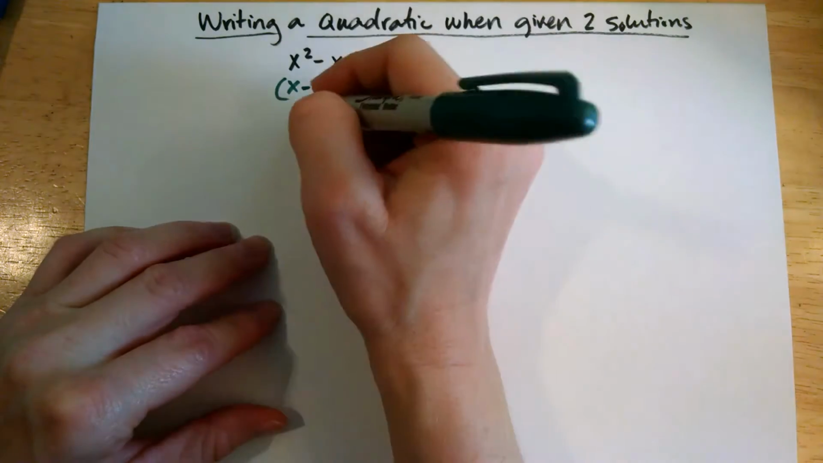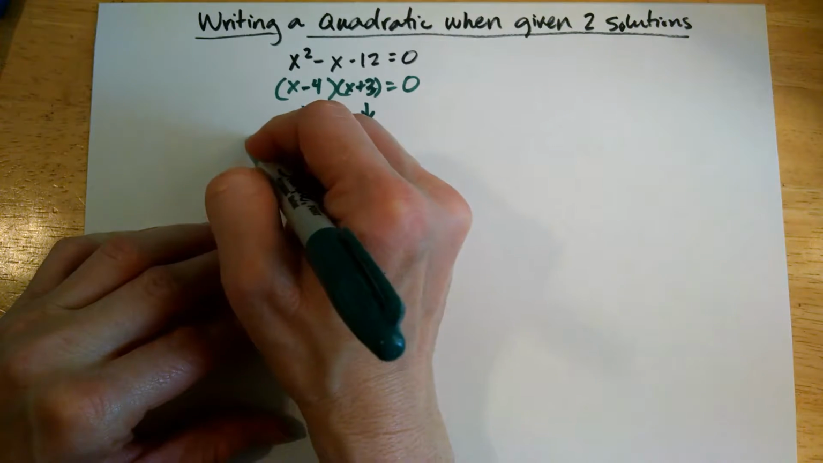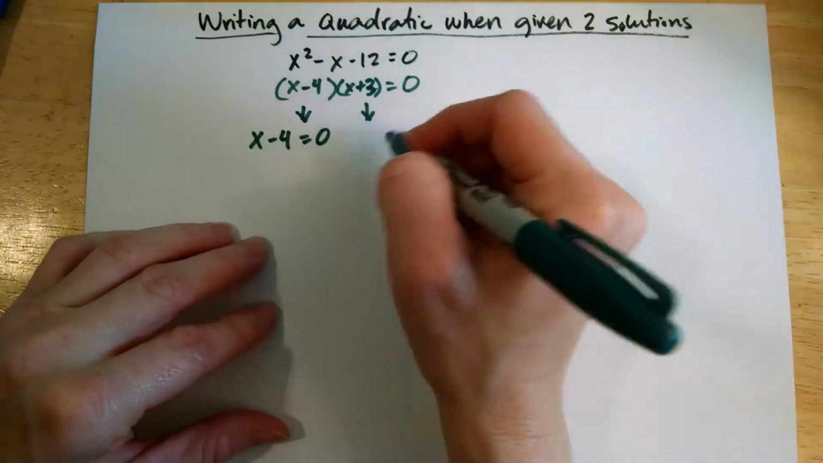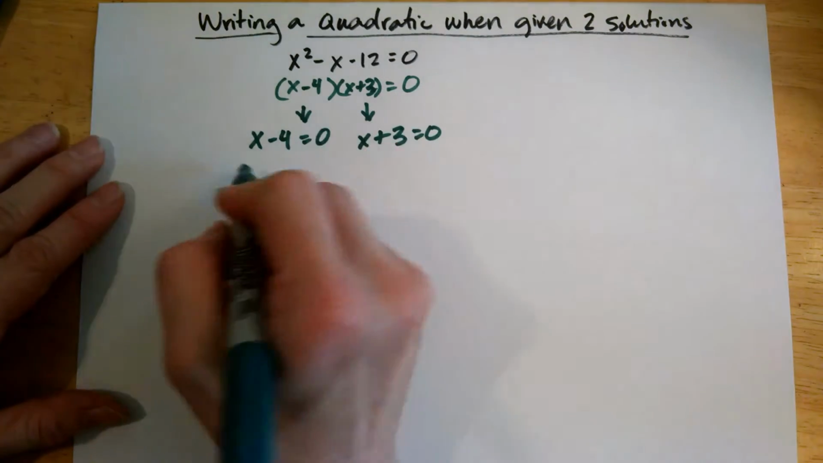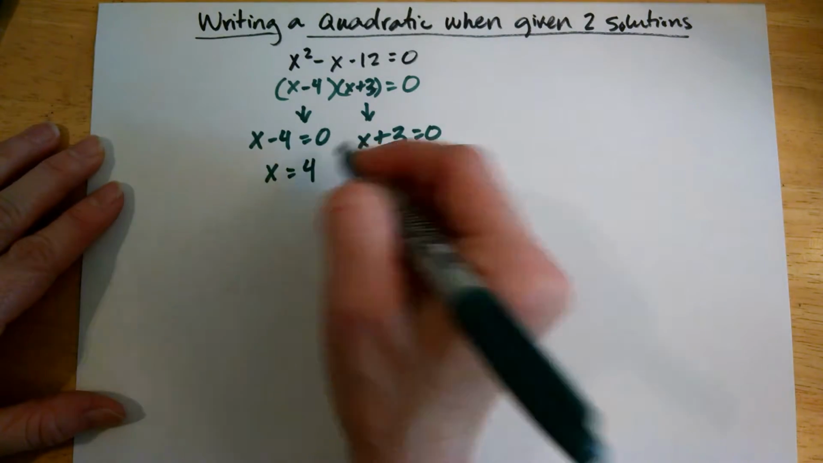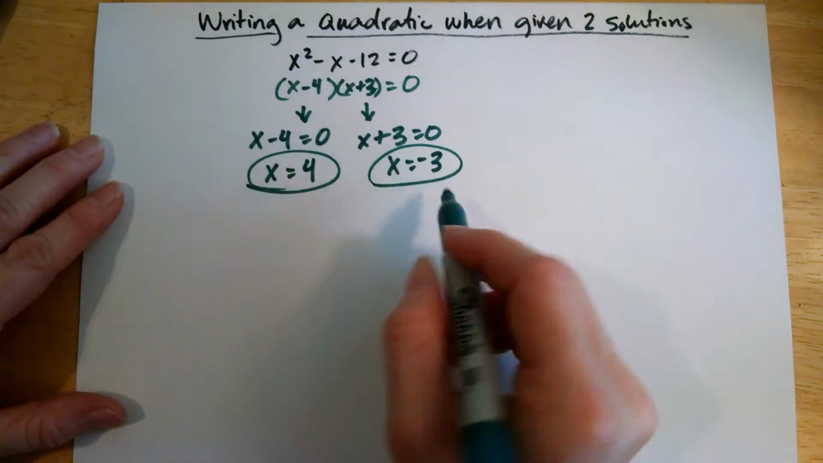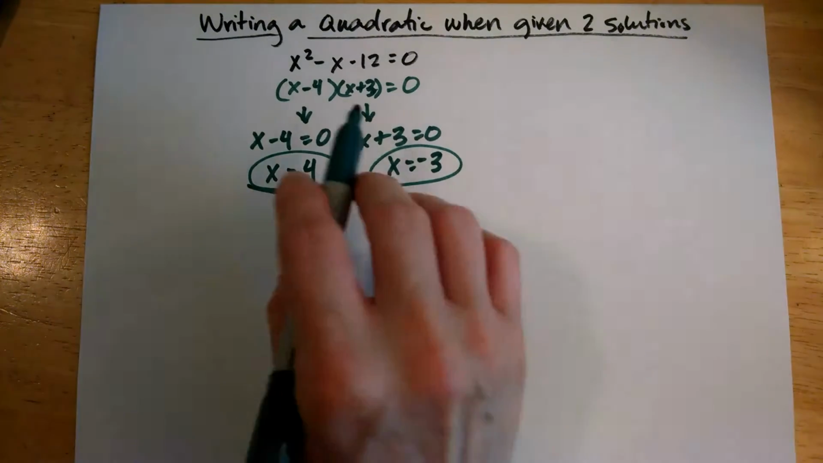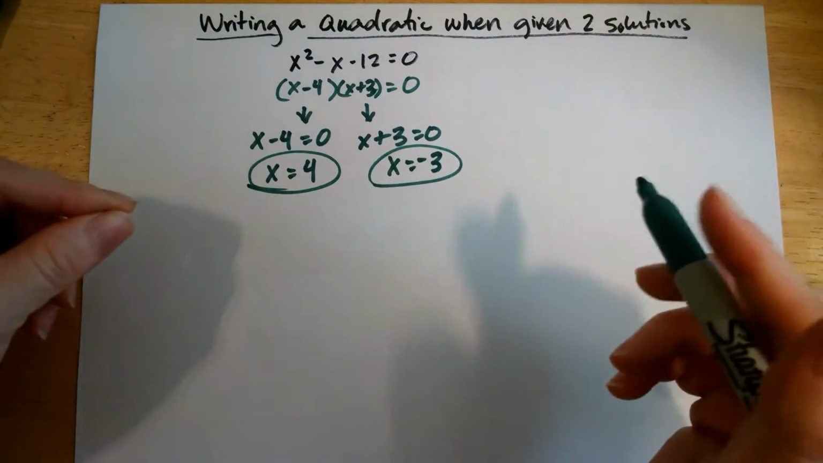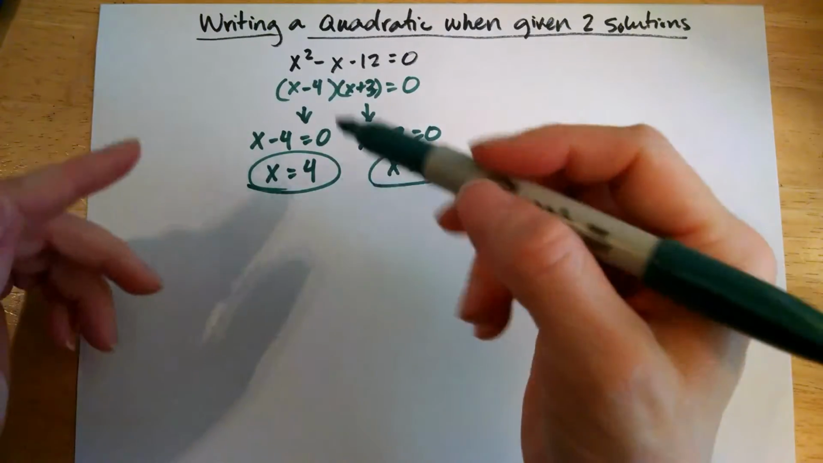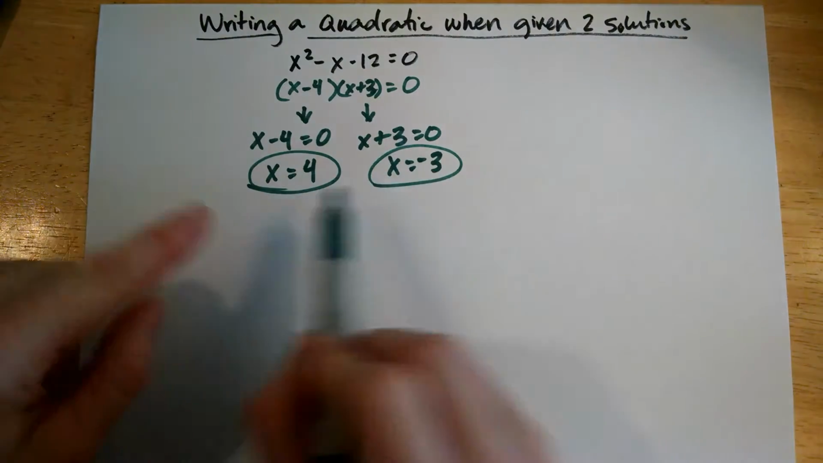Okay, so to solve these, I'm going to break these into two different equations here. x minus 4 equals 0 and x plus 3 equals 0. Okay, I'm going to solve for x. x equals 4 and x equals negative 3. So these are my solutions to this quadratic equation. These two are going to be the intercepts of our quadratic. So it's going to be a parabola, it opens up, and it's going to cross the x-axis at these points, negative 3 and 4.